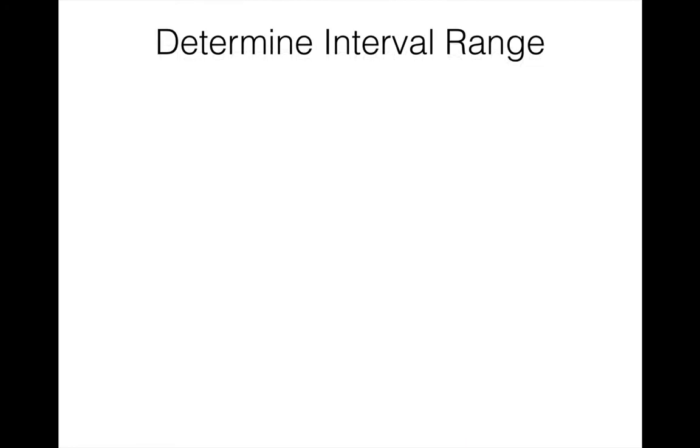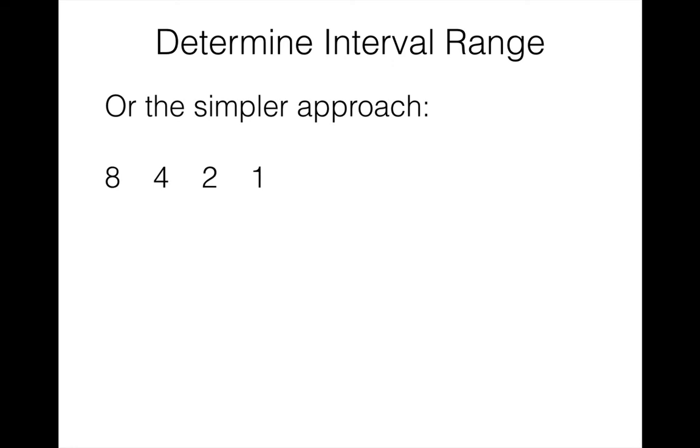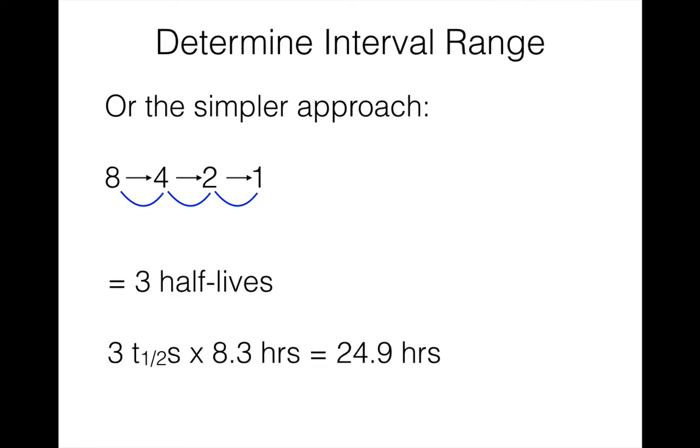We can also do it a lot easier than that, using a simpler approach. In this case, you see it takes one half-life to drop from 8 to 4, another half-life to drop from 4 to 2, and another to drop from 2 to 1. Thus, we use 3 half-lives to go between 8 and 1, and 3 half-lives times 8.3 hours is 24.9 hours. So it's really quite easy to figure out the approximate dosing interval just by this simple approach.